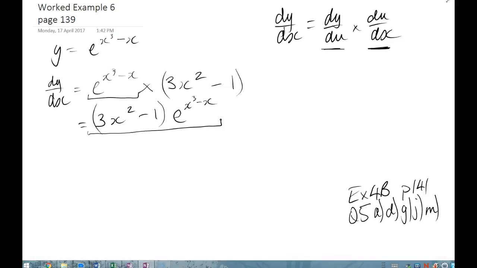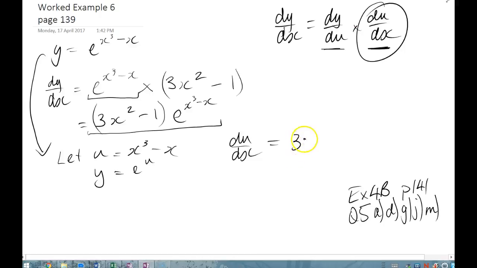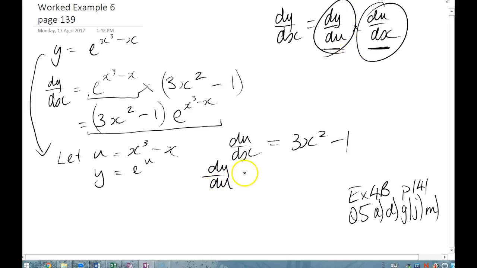Now, if that was a little hard to follow, then this is the method that you need to fall back on. So you go, okay, I'm going to let u equal x cubed minus x. So then remember, we've got y equals e to the u. So we then know that du/dx, this part up here of our chain rule, is going to equal 3x squared minus 1. And we know dy/du, this part of our chain rule, is just going to equal e to the u. And then you would go ahead and substitute all that in, so it'd be e to the u times 3x squared minus 1.